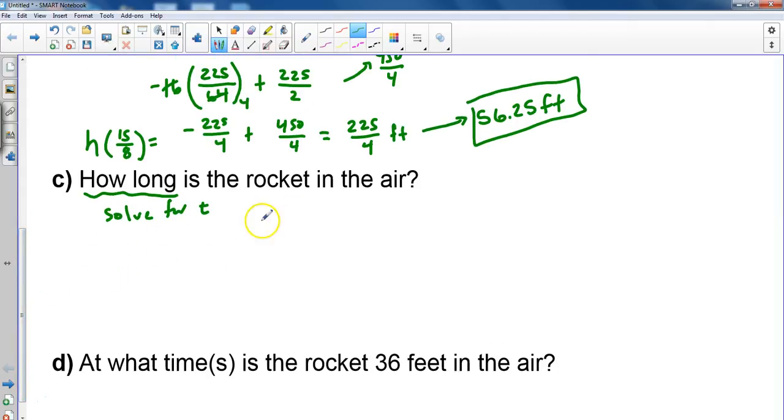So if we solve for t, we take our original equation. H of t equals negative 16t squared plus initial velocity was 60, and then we started at a height of 0. And how long is the rocket in the air means that we need to find the roots, so set that equation equal to 0.